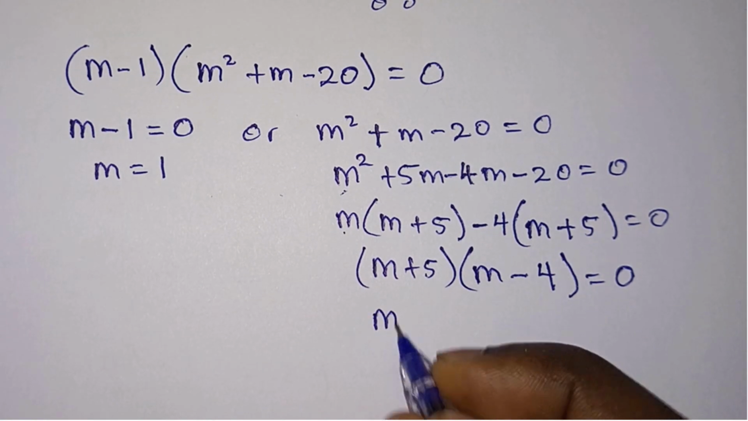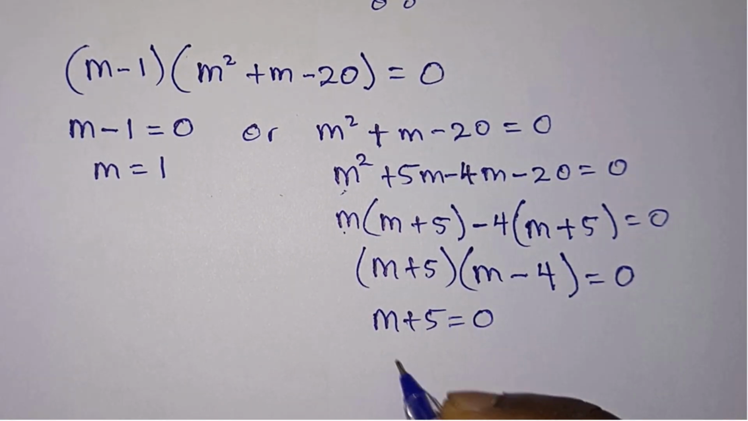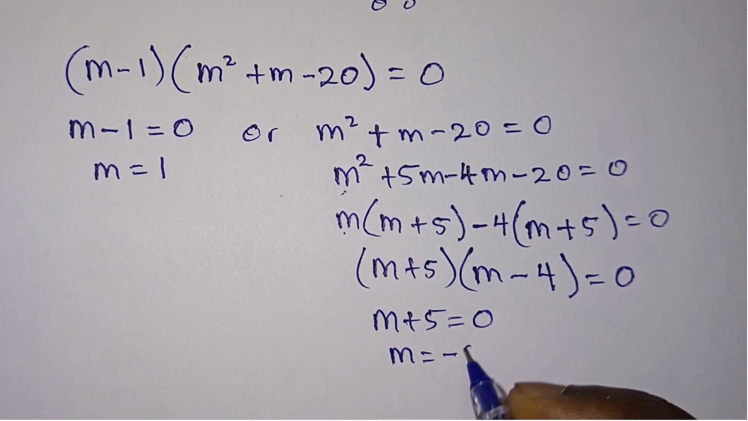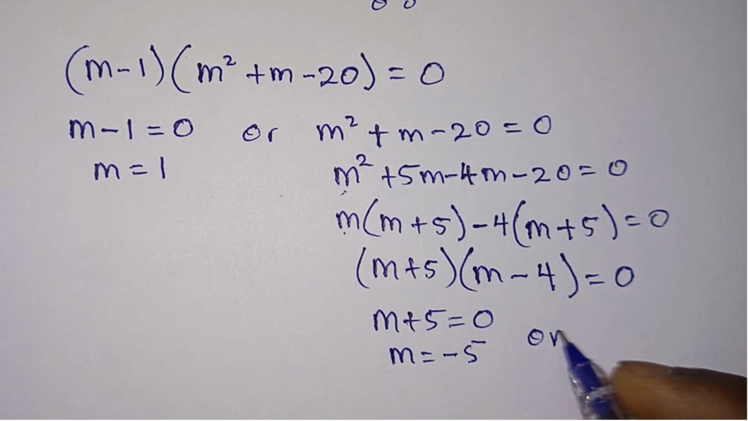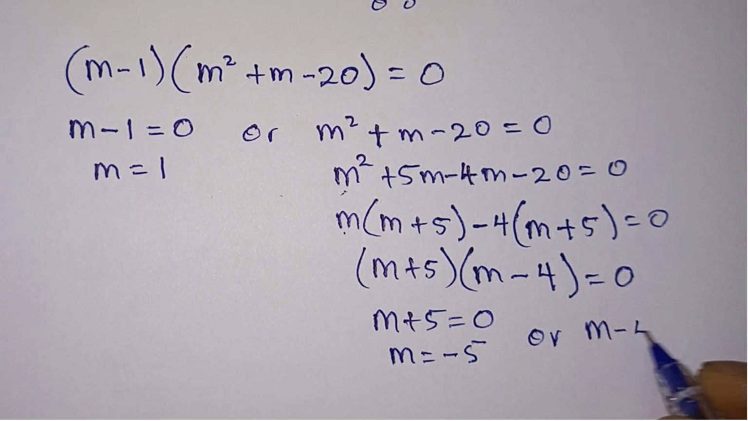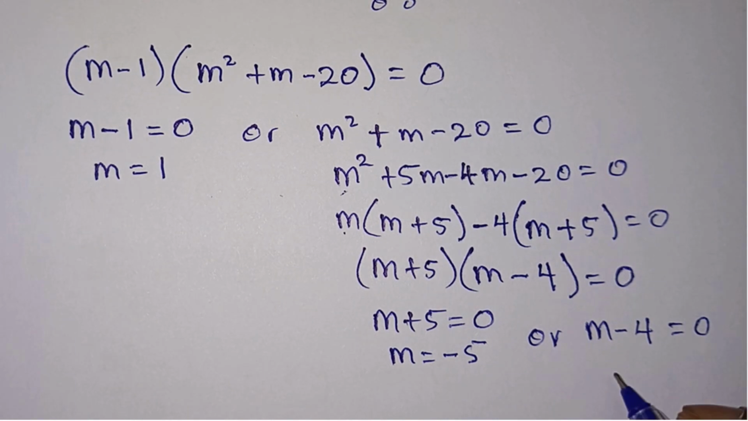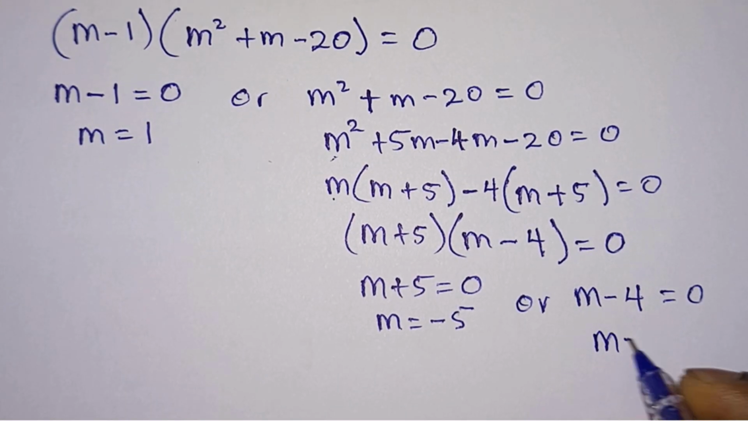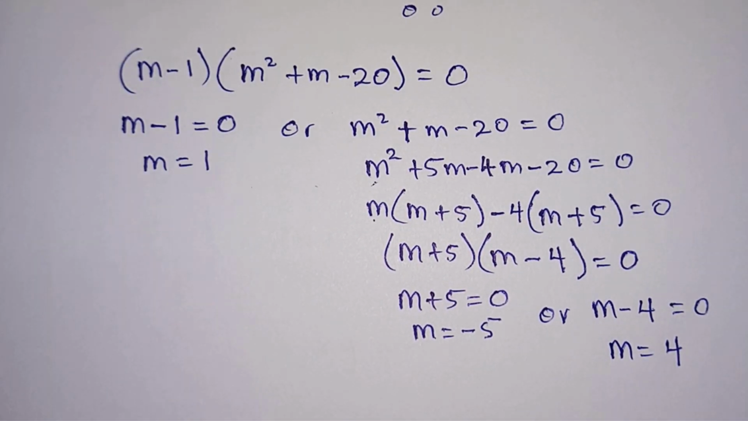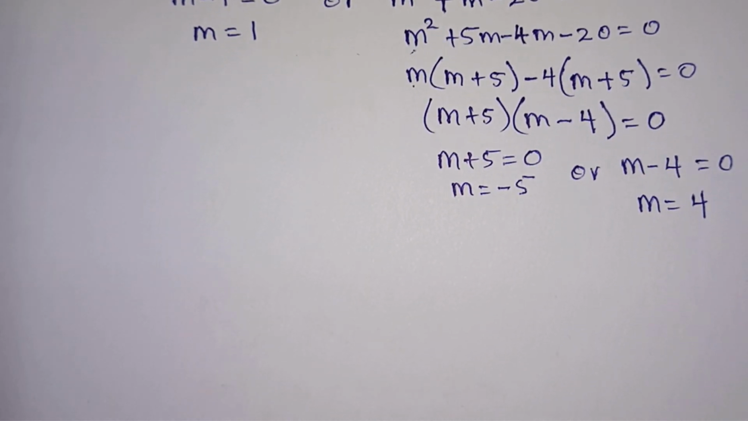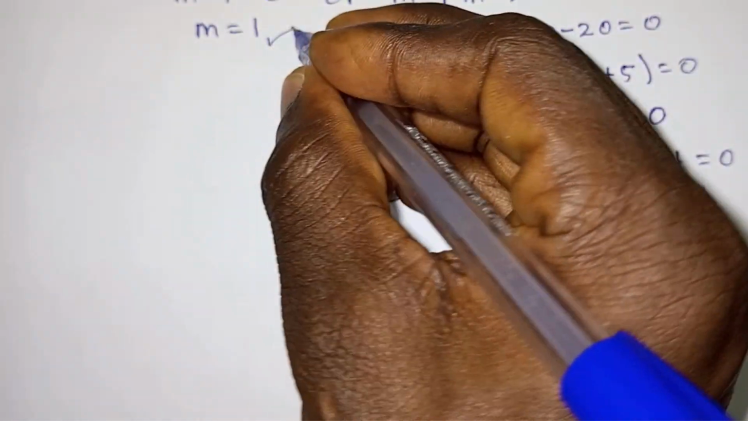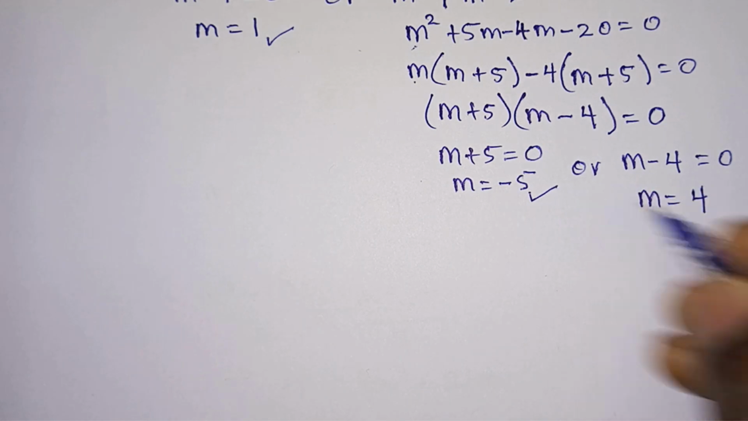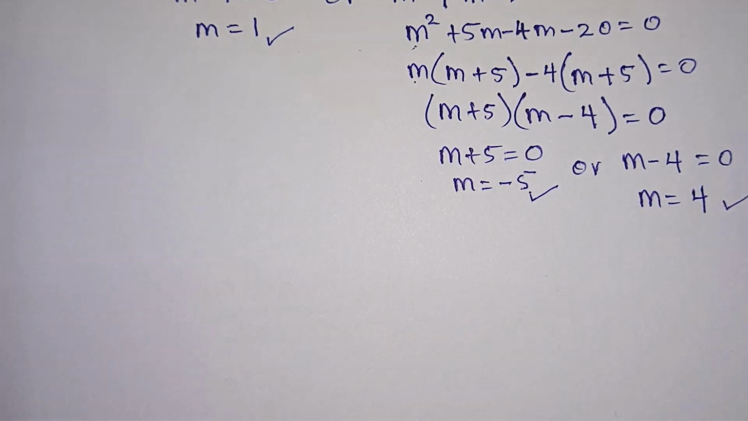So we have m plus 5 is equal to 0 and m is equal to minus 5, or m minus 4 is equal to 0 and m is equal to 4. So we have three solutions for m. m is equal to 1, m is equal to minus 5, and then m is equal to positive 4.